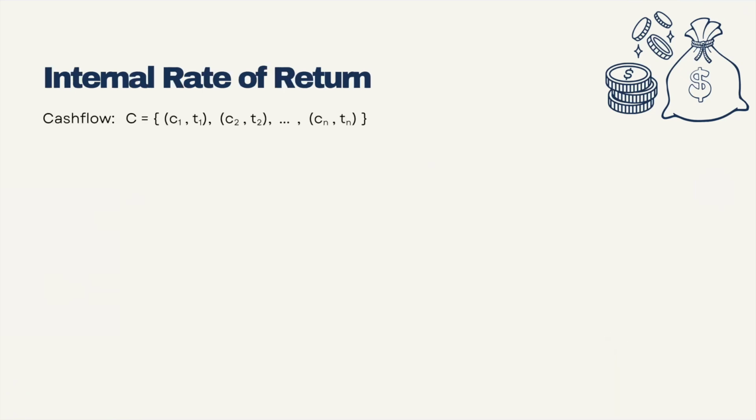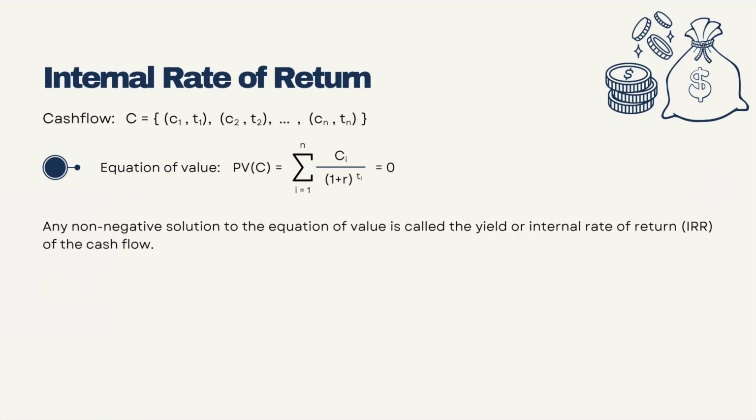Given this cash flow, the following equation with variable r is known as the equation of value. Any non-negative solution of r to the equation of value is called the yield, or internal rate of return. One should think of the IRR of C as the amount that the prevailing effective interest rate needs to be in order for one to be indifferent between the cash flow C and $0.